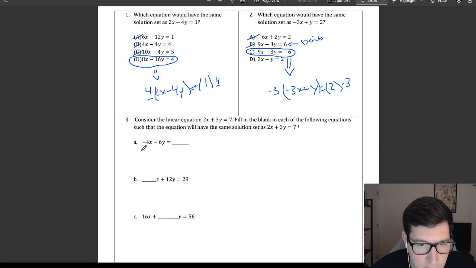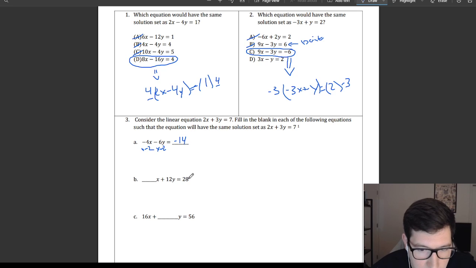Looking at this, I know that from 2x to negative 4x, I've multiplied by negative 2. From positive 3y to negative 6y, again, I've multiplied by negative 2. So it stands to reason that I have to multiply this 7 here by negative 2. So I should have a negative 14.